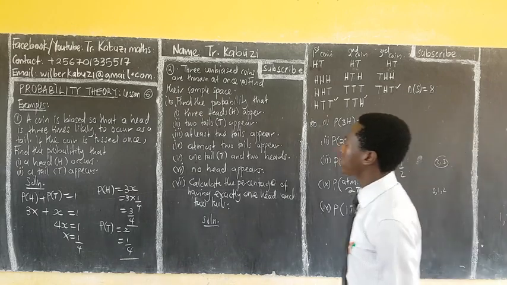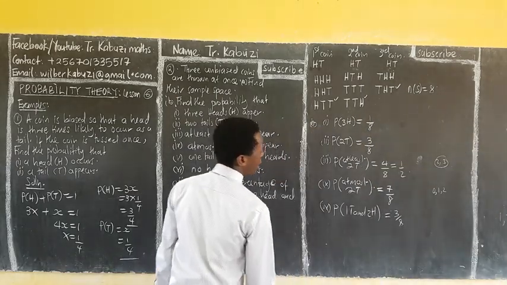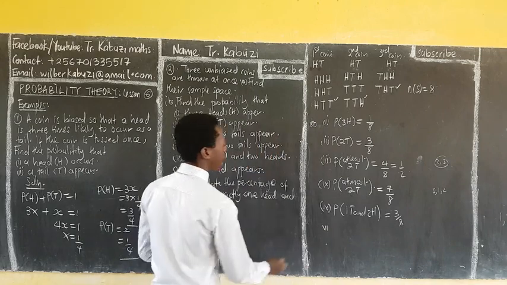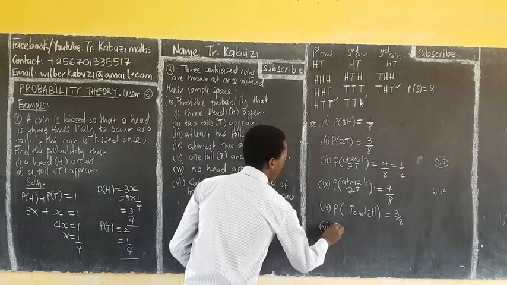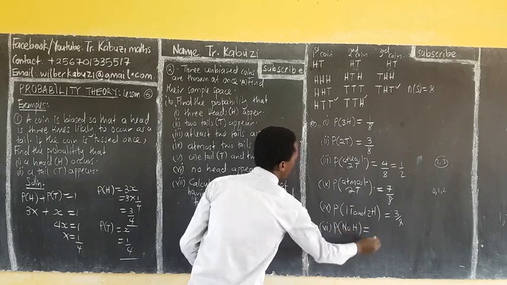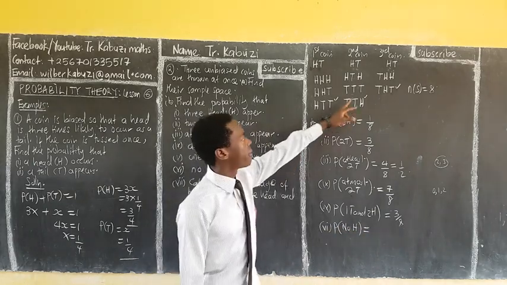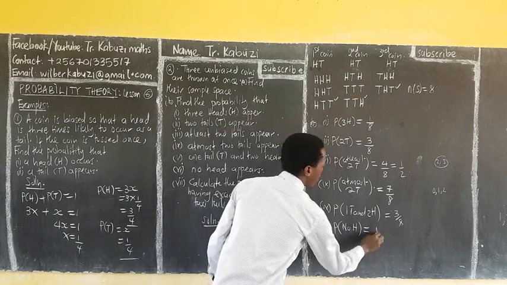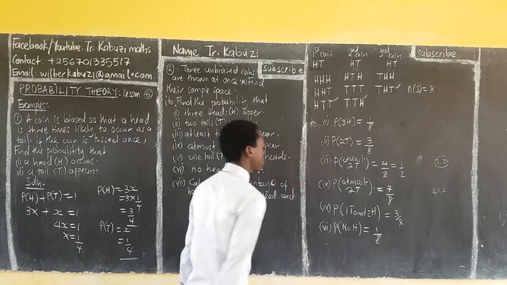Then remainder number 5, no head appears. Remainder number 6. No head appears. Probability that we have no head. Where we have no head, it's going to be this one. It's only one case where we have no head. So it's 1 in 8.